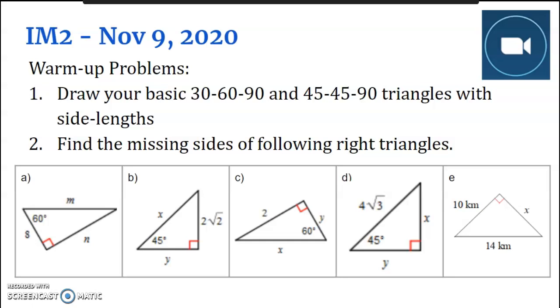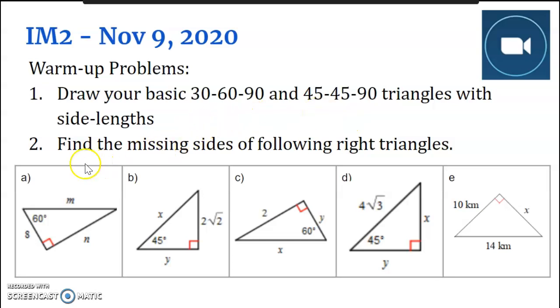So we started off with some warm-up problems that are supposed to help you with the quiz. If you can do this warm-up problem, the first thing you're asked to do is draw your basic 30, 60, 90 degree triangle and 45, 45, 90 degree triangle with the side lengths. That means for the 30, 60, 90 degree triangle, the short side is going to have the length of 1, and for the 45, 45, 90 degree triangle, the legs are going to have the length of 1.